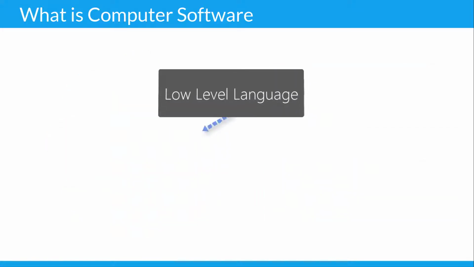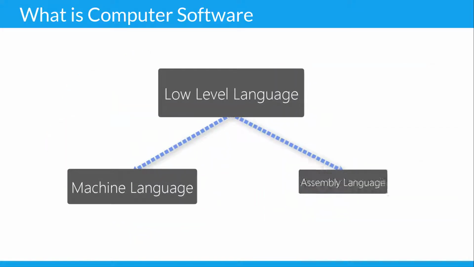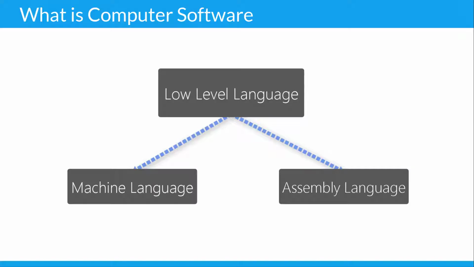Software may also be written in a low-level assembly language, which has strong correspondence to the computer's machine language instructions and is translated into machine language using an assembler.